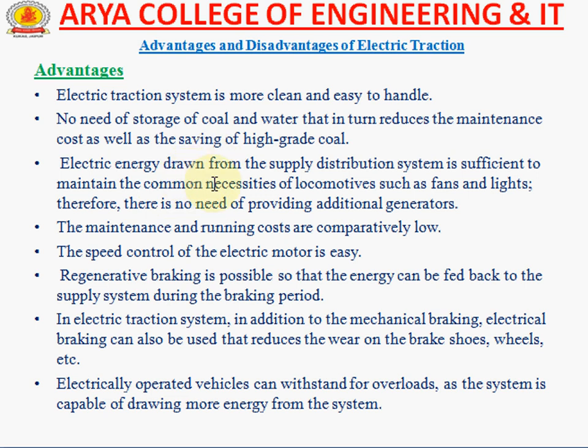The electrical energy drawn from the supply distribution system is sufficient to maintain the common necessities of locomotives such as fans, lights, and AC system. Therefore, there is no need for providing an additional generator. The maintenance and running costs are comparatively low. The speed control of the electrical motor is easy. Regenerative braking is possible, so that energy can be fed back to the supply system during the braking period.